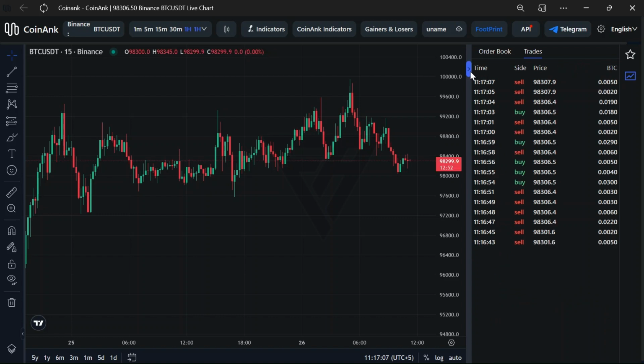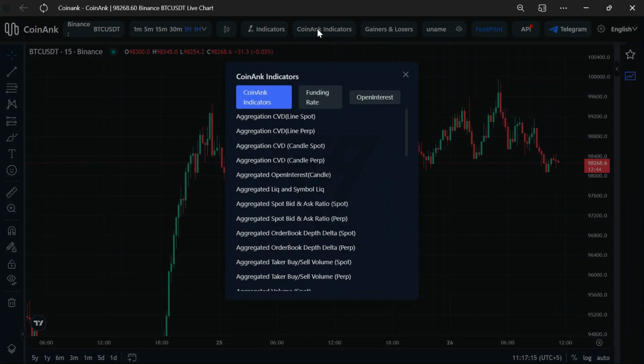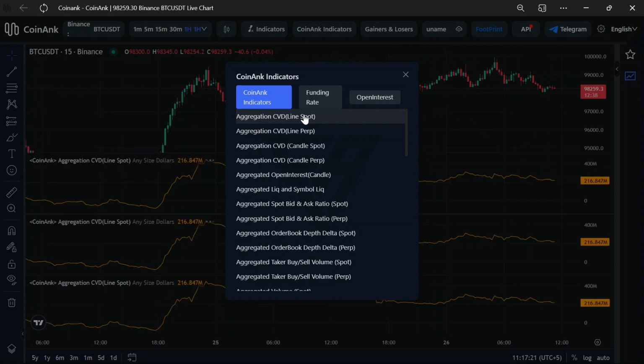That's all the basics. Now let's discuss the CoinAnk indicators. There are many advanced indicators here. First, I will explain the CVD indicator for spot and perps. I will add a few CVDs on the charts. Then I will explain a few ways to analyze markets from CVDs.